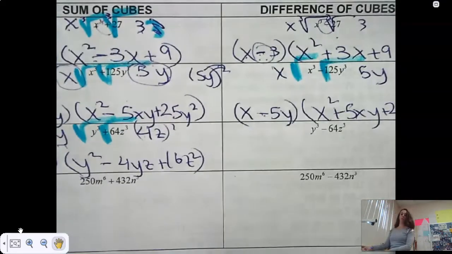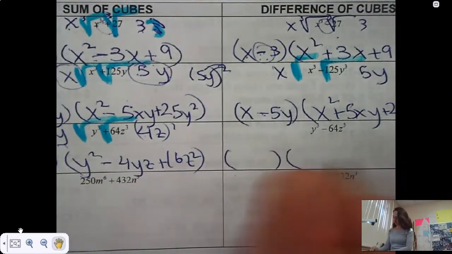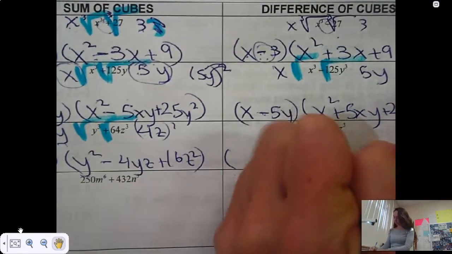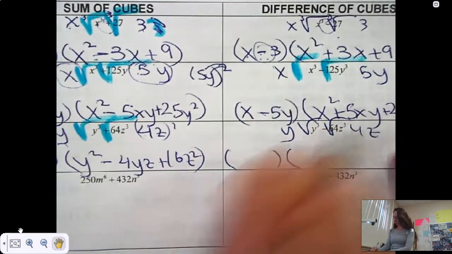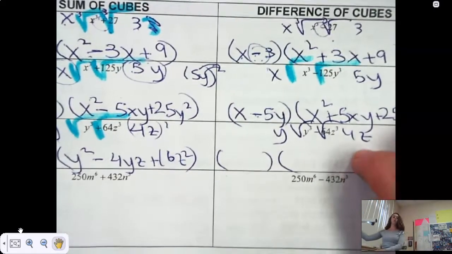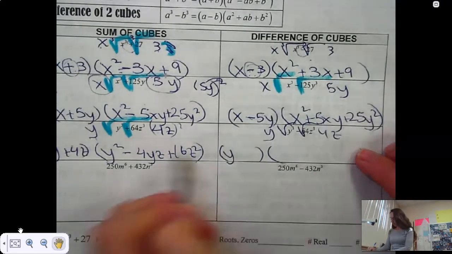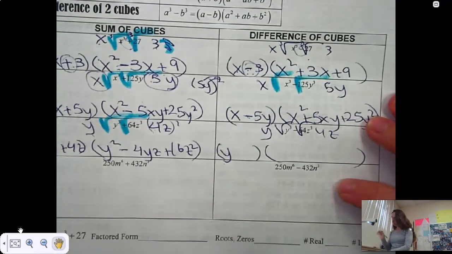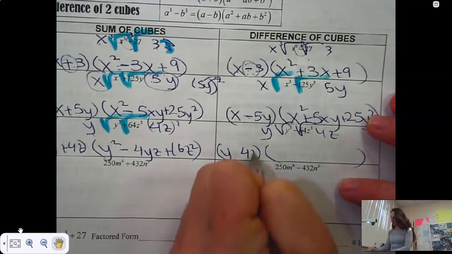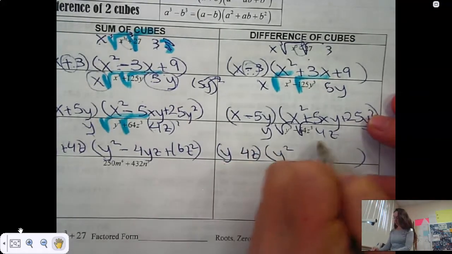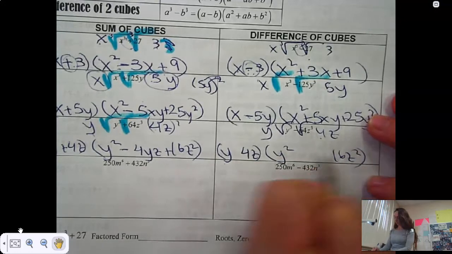Same thing over here. Okay? Cube root, y, 4z. If you are still struggling at this point, you need to be texting me, because I feel like this is the sixth one and there's something missing that I'm not explaining to you well enough that you understand. Okay?